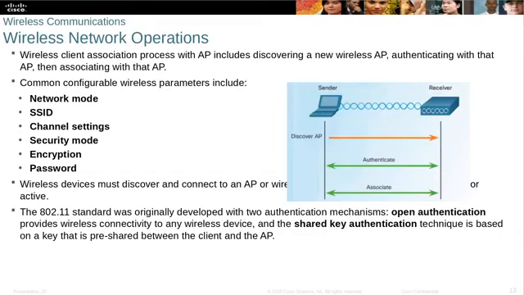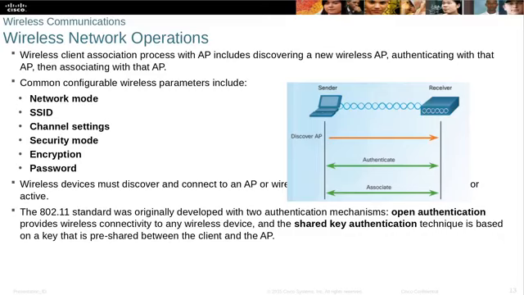Wireless network operation. The wireless client will associate with a wireless access point, and then it will authenticate with that access point. Well, in fact, the way it works is it authenticates with the access point first, then it associates with the access point. Configurable wireless parameters include the network mode. When we talk about the network mode, we're talking about, are we using IEEE 802.11b, G, N, AC, that type of thing. The SSID, that's the service set identifier, which is basically the wireless name. So this is the name you have given your wireless network.